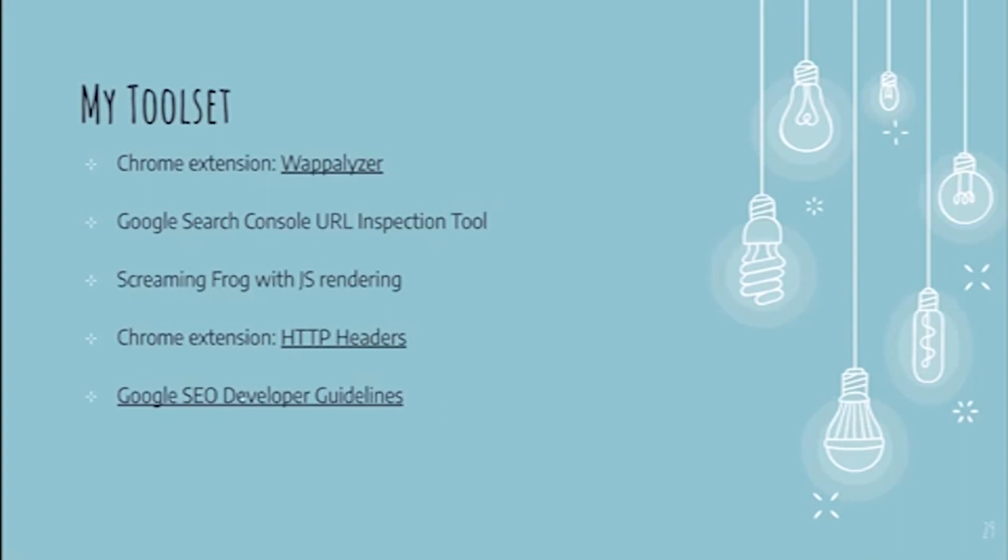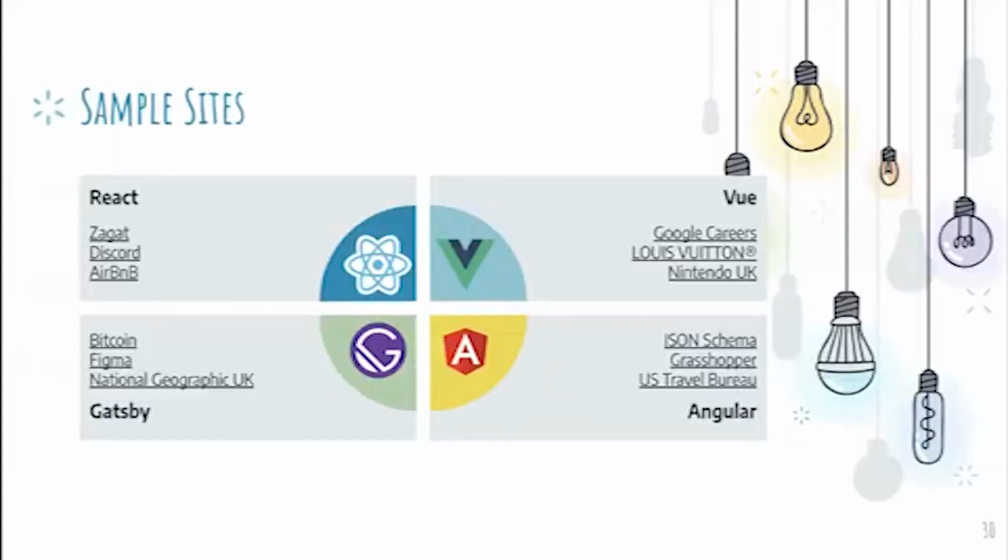So I linked this, that is the Google SEO Developer Guidelines. It's their own documentation. Use it as much as you want. There's no need to rework the work that they've already done. And then here I have some sample sites for each of the frameworks, just in case you ever want to see it.